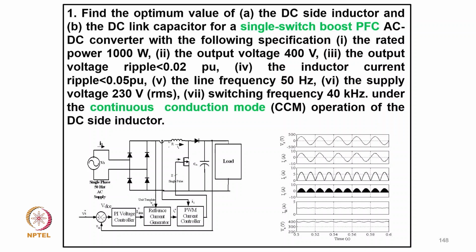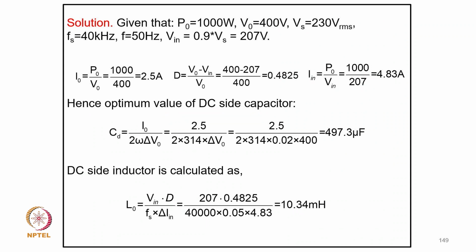You can just see here the circuit and how the control is there, typically with input voltage sensing, and how you get the performance. You can see the supply current is close to sinusoidal and in phase with the supply voltage, and these are the calculated values. So we have a solution here for power 1000 watt, output voltage 400 volt, supply voltage 230 volt, switching frequency 40 kHz, and supply frequency 50 Hz, and of course the rectified input voltage comes to 207 volt. So we have an output current from 1000 W at 400 V of 2.5 ampere.